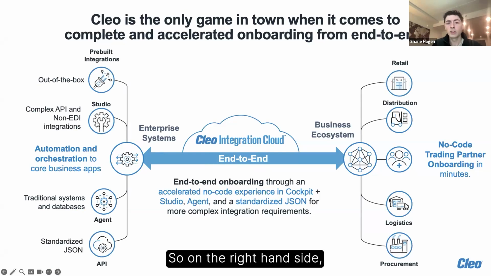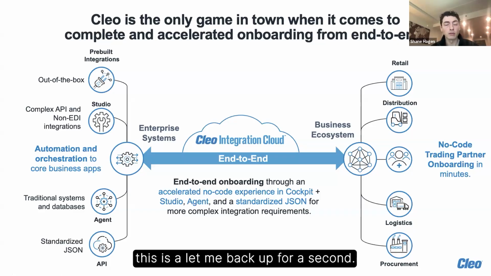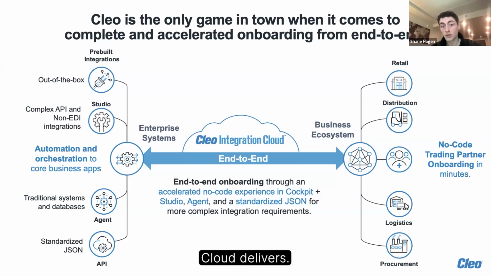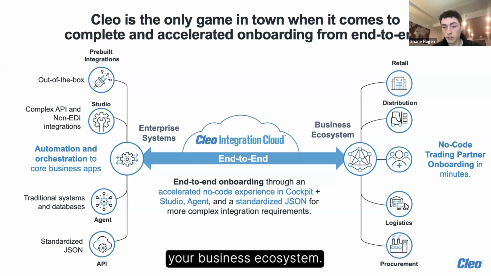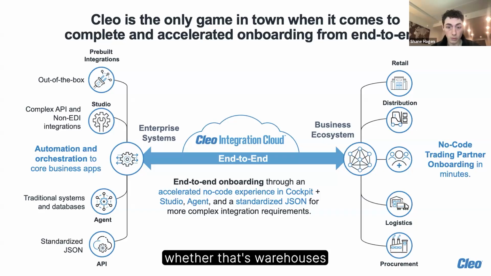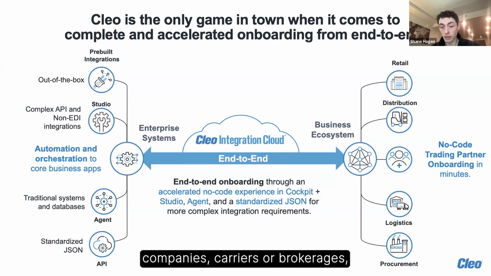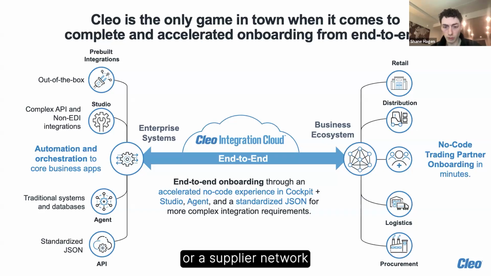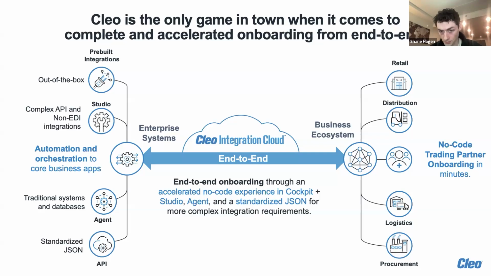Let me back up for a second. This is a full diagram of the end-to-end integration that the Cleo Integration Cloud delivers. On the right-hand side is what we call your business ecosystem. These are your partners, whether it's your retailers or customers that you work with, your 3PL distribution networks, whether that's warehouses or logistics companies, carriers or brokerages, or a procurement network or a supplier network that you might be working with. That's what we consider your business ecosystem.